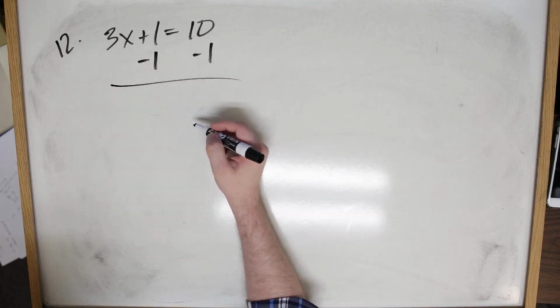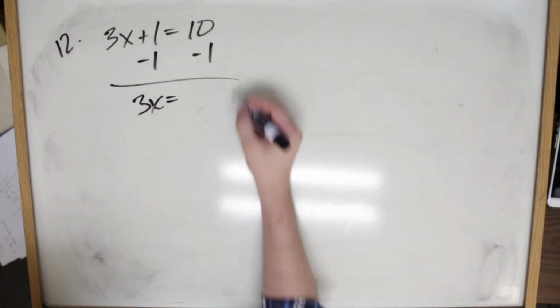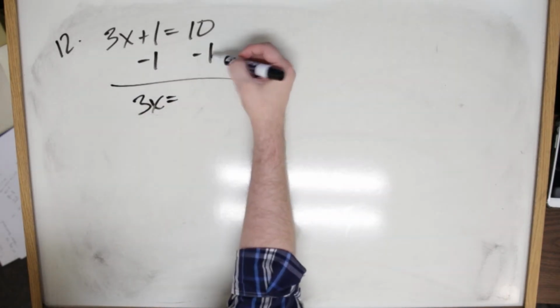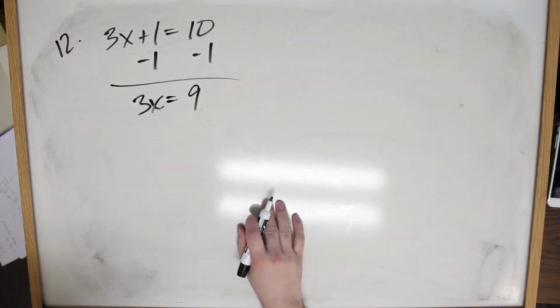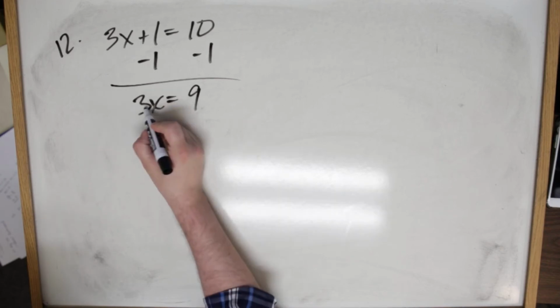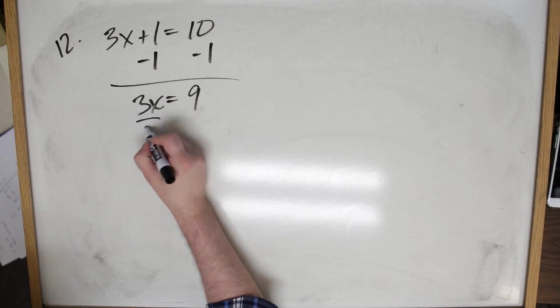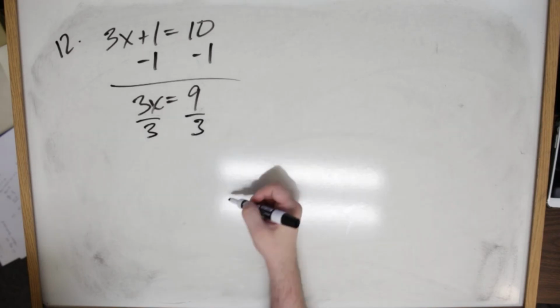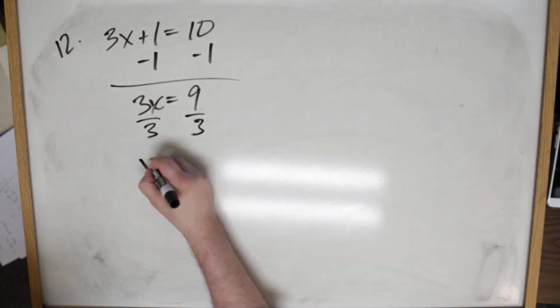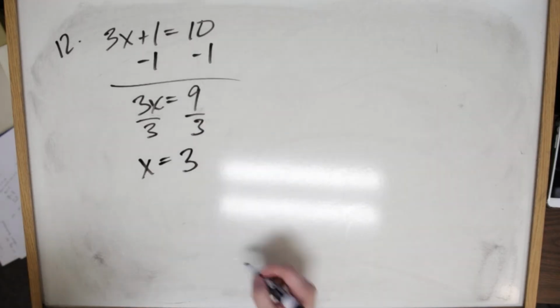So when we make this subtraction, we're going to have 3x, and then this is going to equal 10 minus 1, which is equal to 9, okay? And now we get to this point. Now that we have 3 times x, remember we're doing the opposite of the multiplication, which is division. So we want to get rid of that 3, so we divide every piece by 3, and we find that x is equal to 3. 9 divided by 3 is equal to 3.